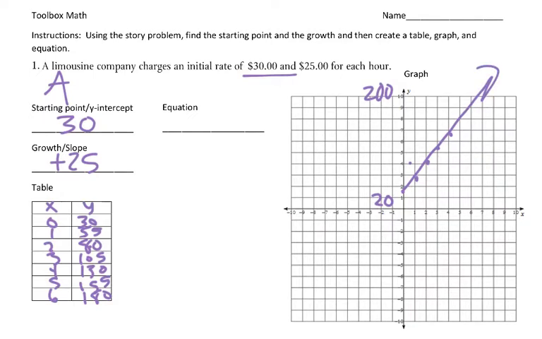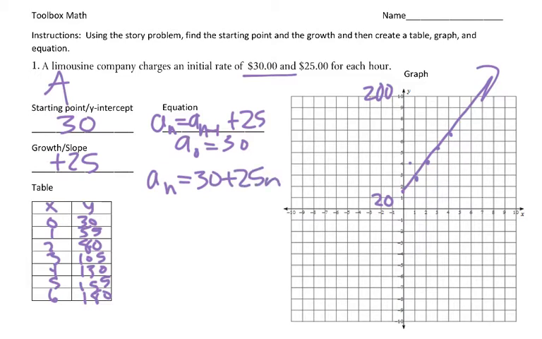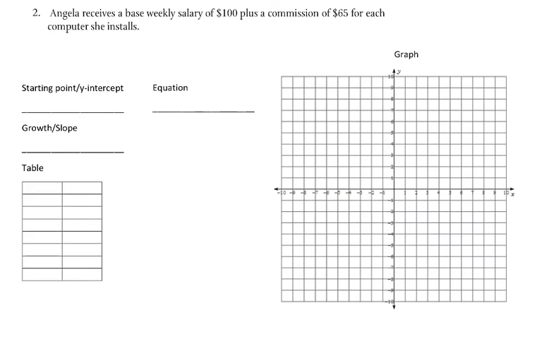Alright? Our equations. So for our recursive, we can go a sub n equals a sub n minus 1, and we're adding 25. And a sub 0 equals 30. For our explicit, a sub n equals 30 plus 25 times n, because it's arithmetic. The n is down low. Okay, so that's what we're doing.